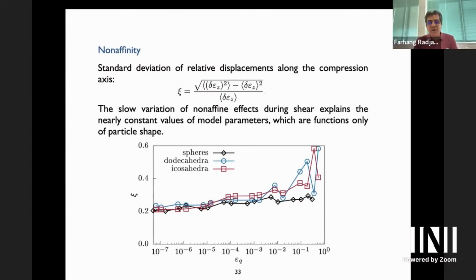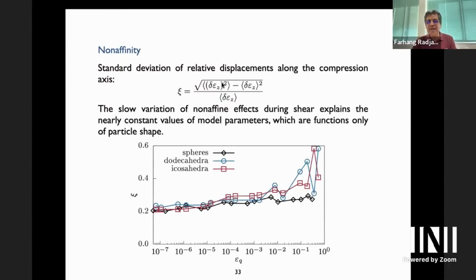And so that is a question. Why then are these coefficients N, M, R, I, J, and so on constant during a triaxial compression? We would have expected that they would change too. But if the non-affine effects actually do not change much during a triaxial compression, then we can say it's normal that we have the same coefficients. There is nothing that can make them change.